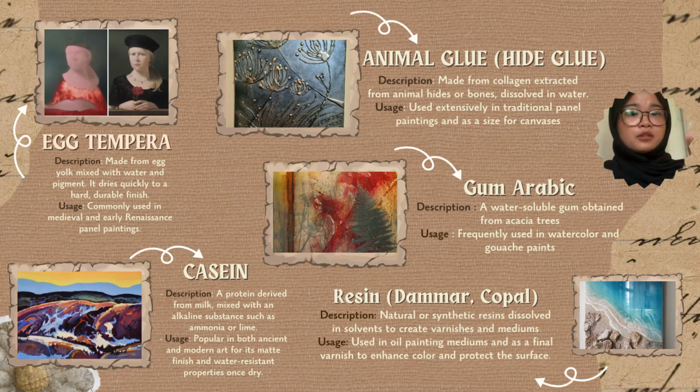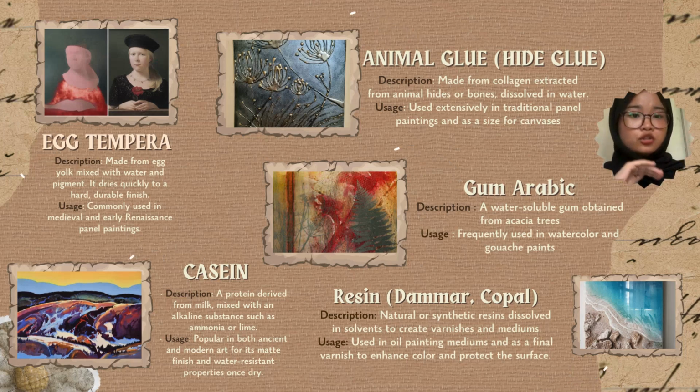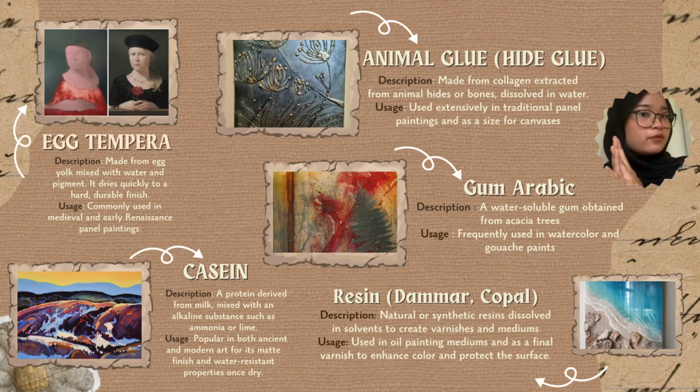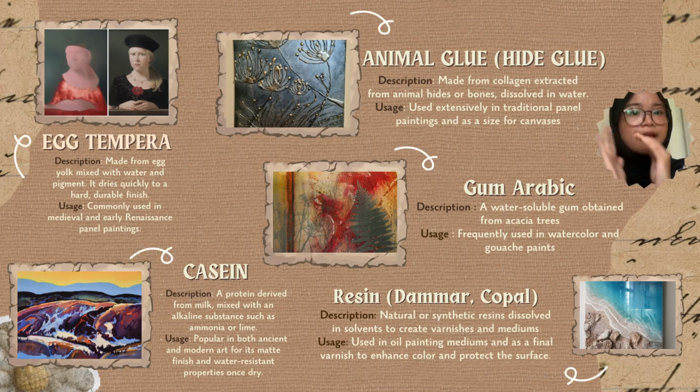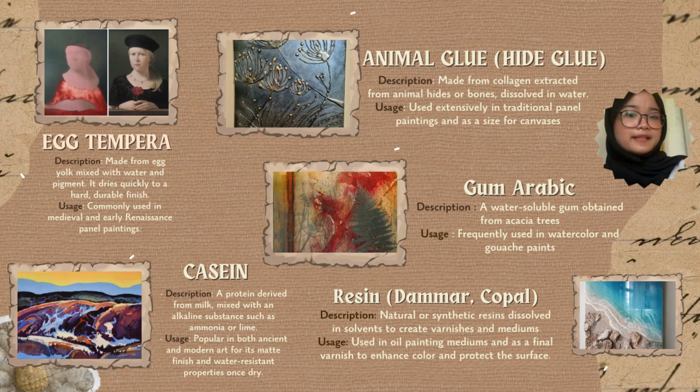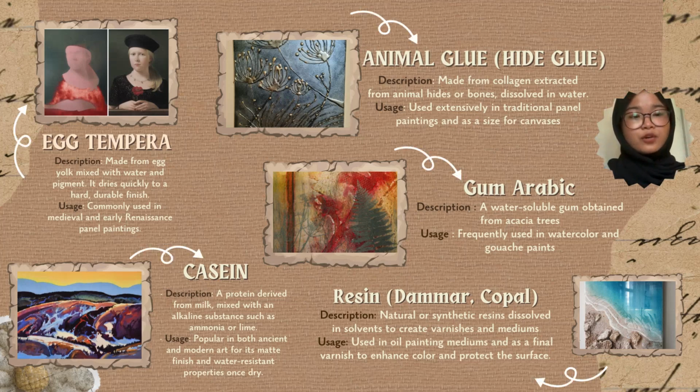The third example of the binding media is animal glue, also known as hide glue. It was made from collagen extracted from animal hides or bones, and it dissolved in water. It was also used extensively in traditional panel paintings and as a size for canvases.